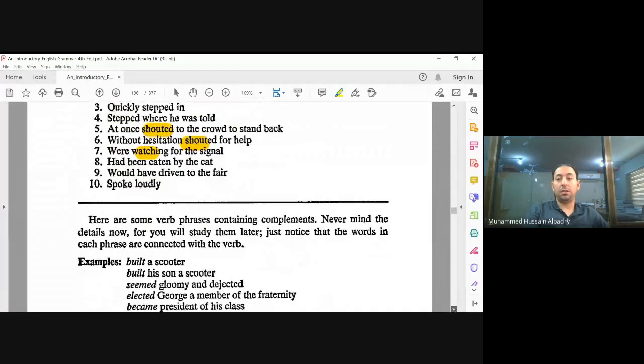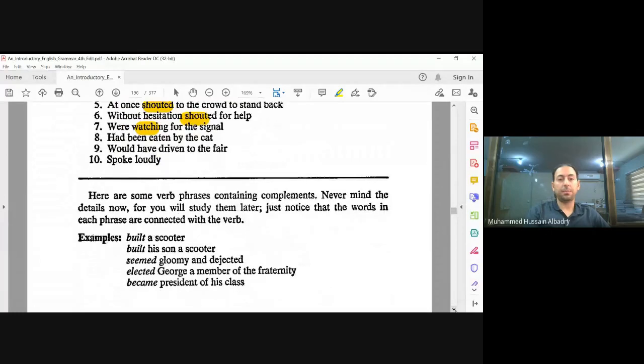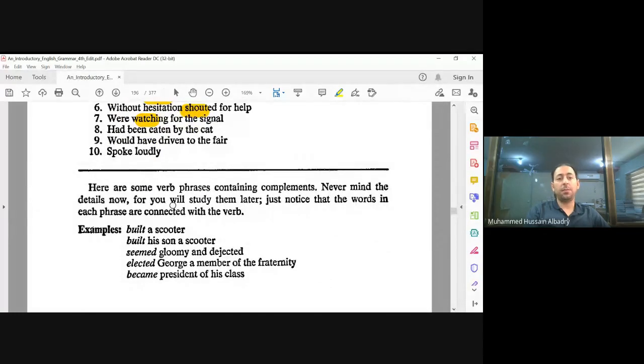Are head words. Here are some verb phrases containing complements. You can now be in complements. Take a minute. Never mind the details now. يعني لا تهتم. For you will study them later. بعدين يقول لك راح تدرسهم، راح ندرسهم بعدين بالتفصيل.